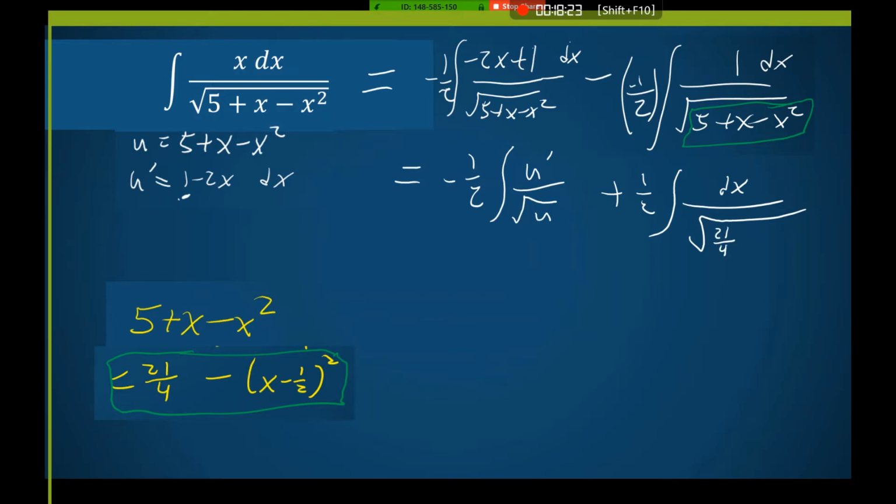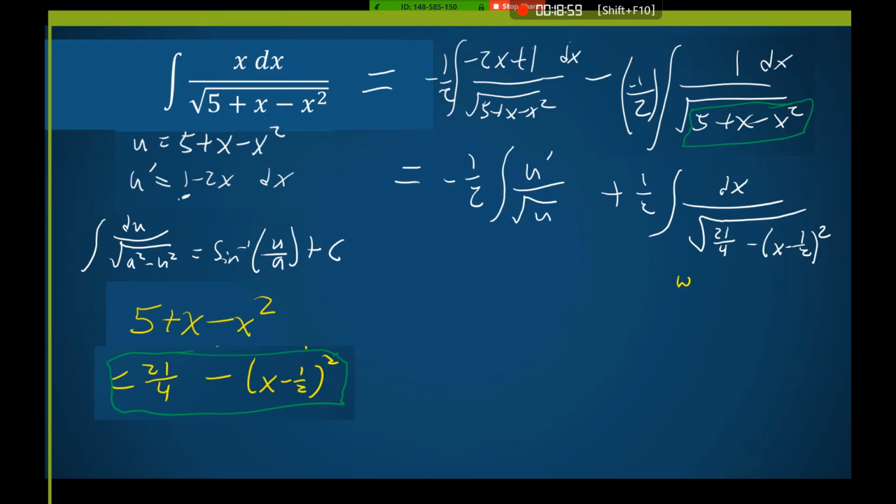21/4 minus x minus 1/2 squared. Okay, once again, we do have a formula here that we can use. The integral of du over the square root of a squared minus u squared is equal to the arc sine of u over a plus c. So I'm going to make that substitution for the right side. Keep the right side here in yellow for a while. Since I already have a u that we substituted for, I'm going to rewrite this in terms of, I'll say w, so I'm just picking another letter.